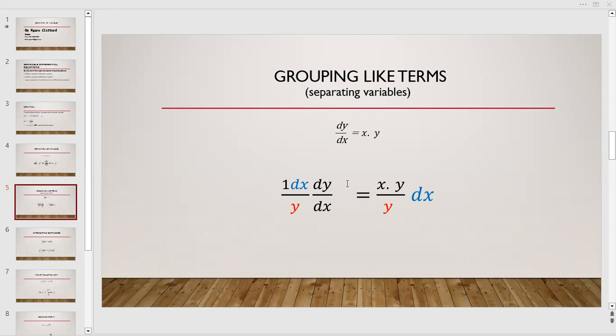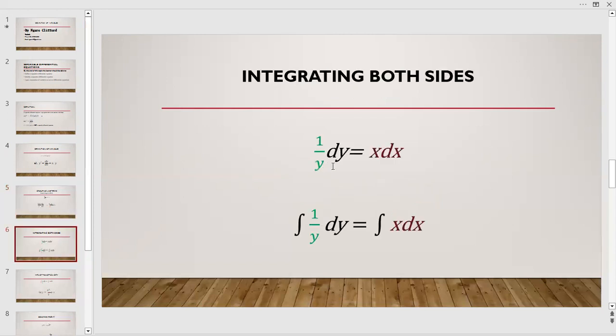So this y and this y will cancel, and then this dx and this dx will cancel. So I'm going to remain with the y variables on this side and x variables on this side. Have you seen that, Ian? Yes, sir. The whole class, have you seen that? Yes. So after doing that, we're going to have such an equation like this one.